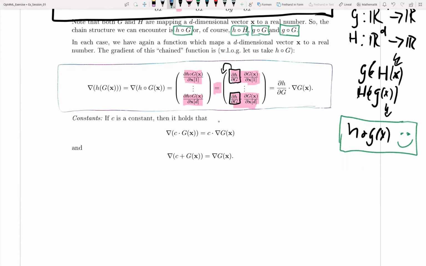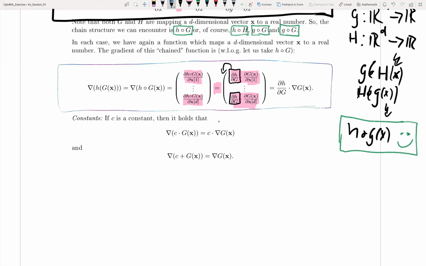Yeah, so if you have a constant which is not depending on x somehow, this is also what we kind of used already. The gradient of c times some function is nothing else than c times the gradient of that function. And if we add the constant to the function, we don't actually change the gradient. The gradient still stays the same. And this also has an interpretational perspective.